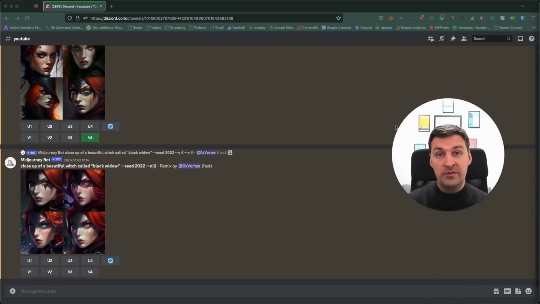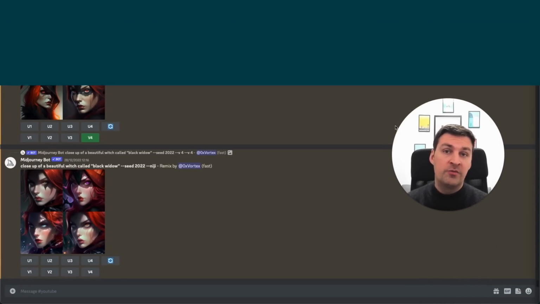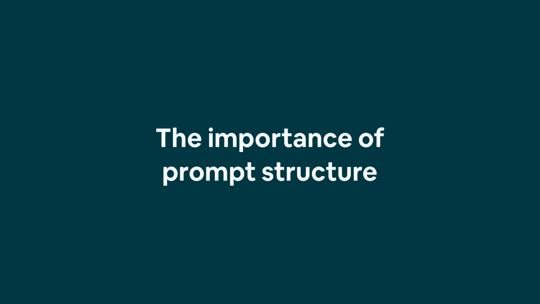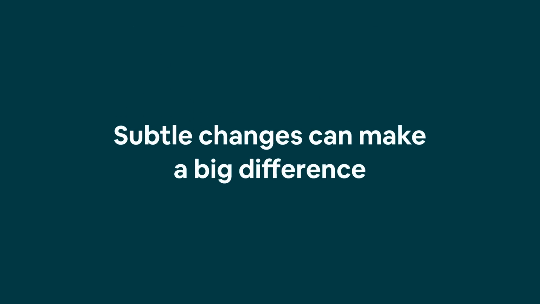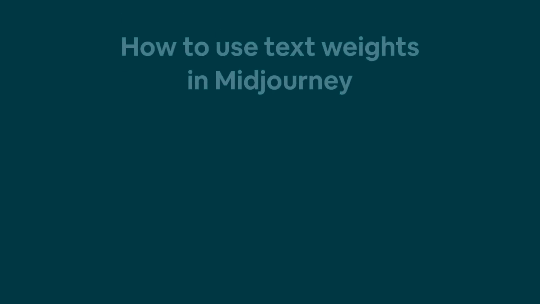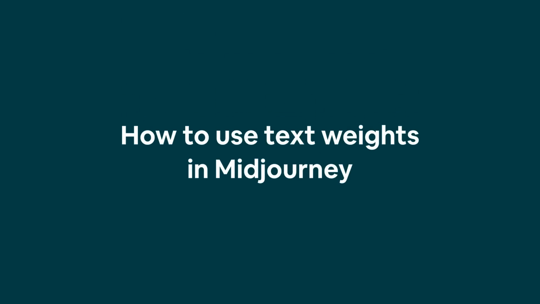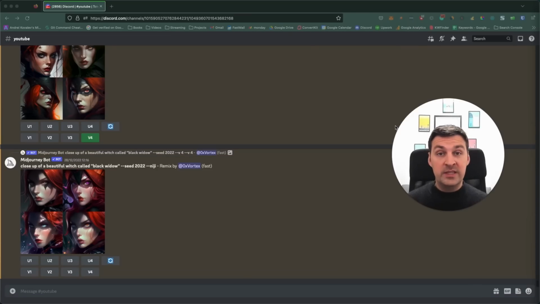So there's a couple of things that we want to learn today. First of all, we want to understand the importance of prompt structure. We also want to understand why subtle differences in your prompts can have massive consequences. And finally, of course, we want to learn how to use text weights in our prompts. So let's start off with one of the most common misconceptions about Midjourney.